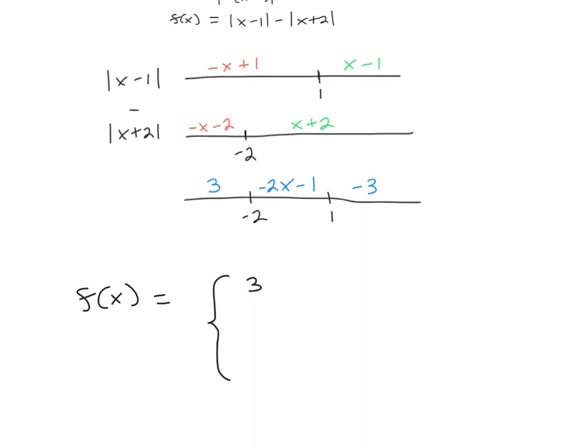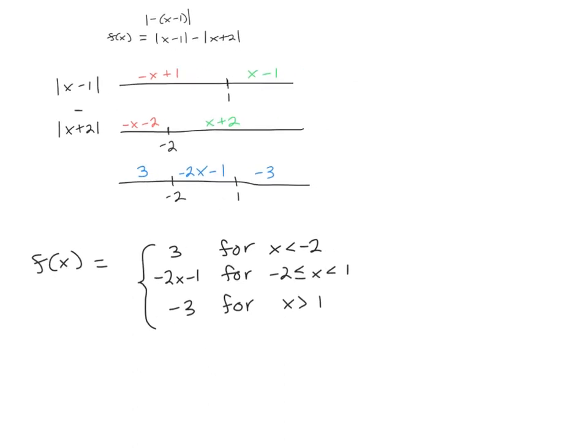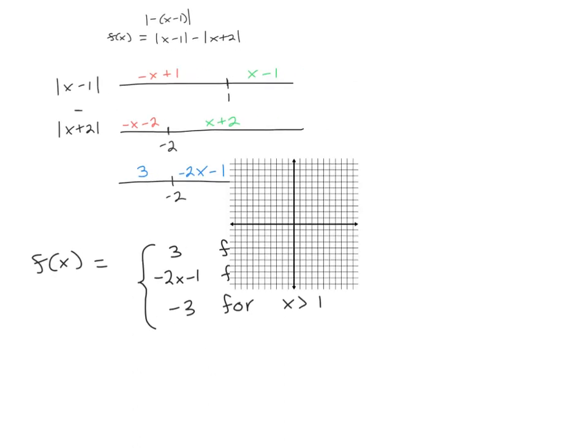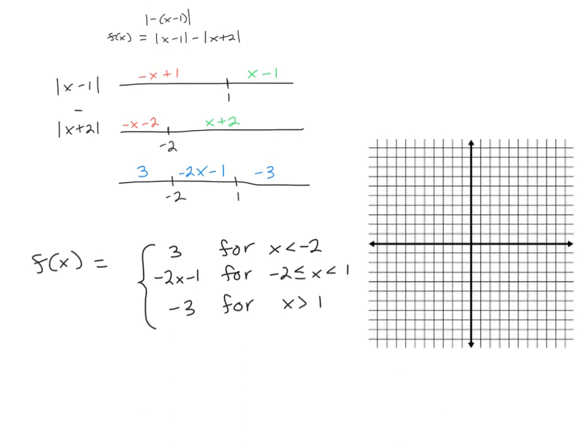So we have a constant function for all values less than negative 2. We have a linear function for the values between negative 2 and 1. And we have another constant for all values greater than 1. So for here, let's sketch a graph. Okay, so again, I have a constant function for x less than negative 2. That function is at 3, so it's going to look like this.